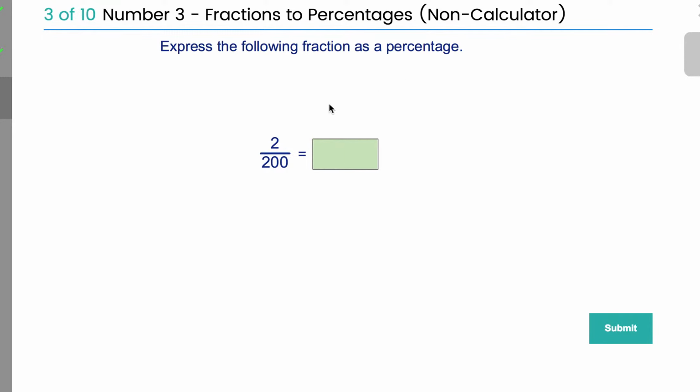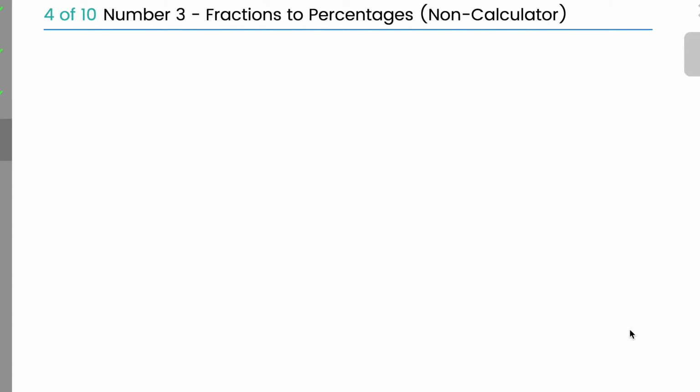Fantastic. Express the following as a percentage. This one's out of 200. So if it's 2 out of 200, how many is it going to be out of 100? I think you can probably work it out yourself. If you scored 2 out of 200, you got 1 out of the other 100. 1 out of the first 100, 1 out of the second 100, 2 out of 200. So it's 1%. So that's another easy one.